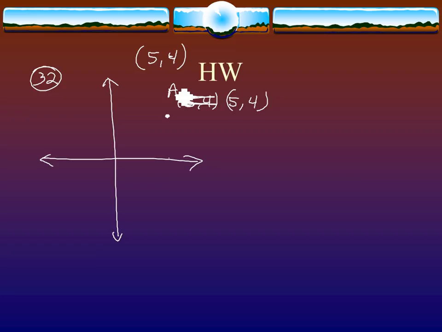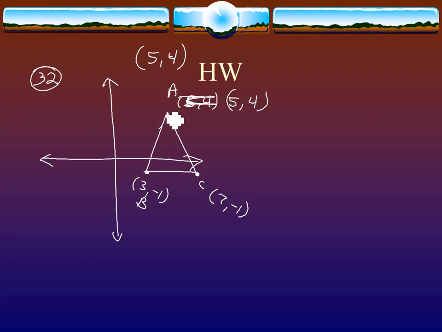Next point they tell us was B was 3, -1. That's point B. And then they tell us C was what, like 7, -1? Point C, 7, -1. They want us to find the length of each side and then give the triangle a name.